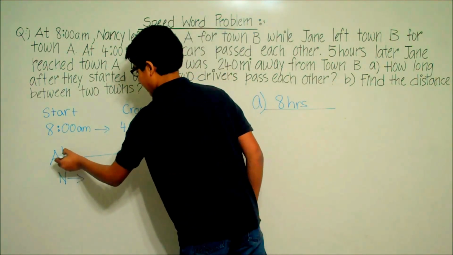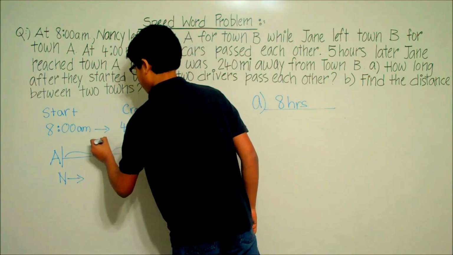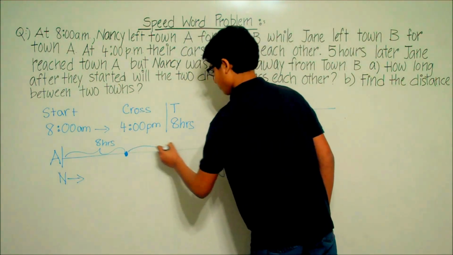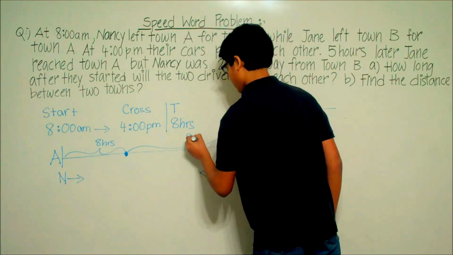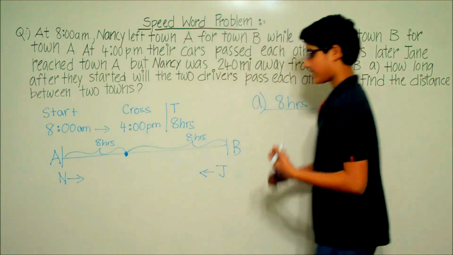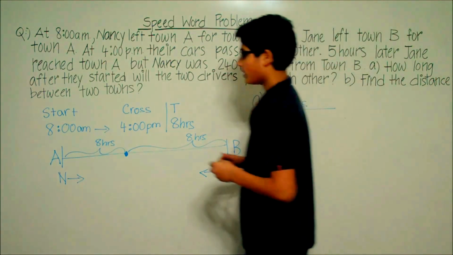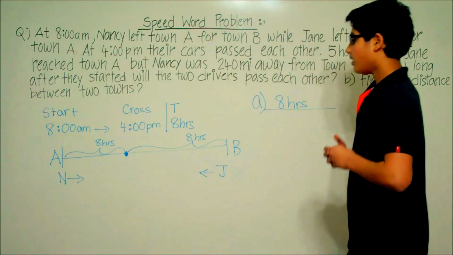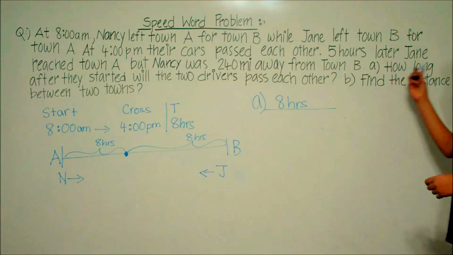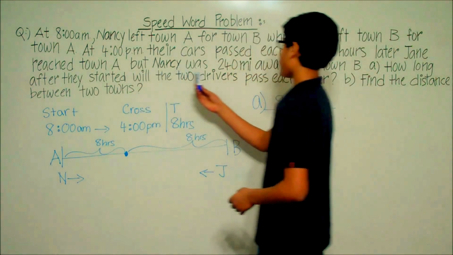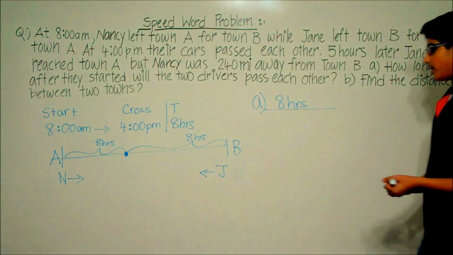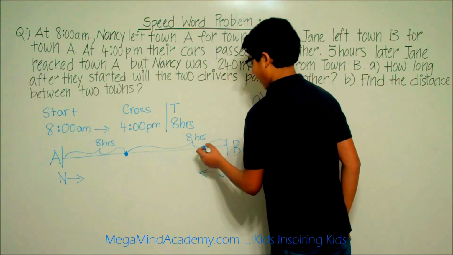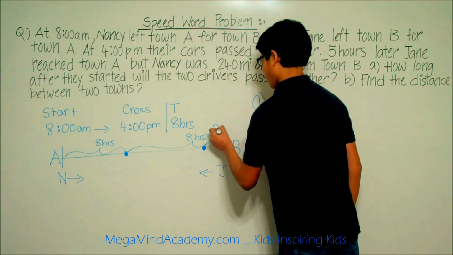So it took Nancy 8 hours to get to here, and it took Jane 8 hours to get to there. So that means that together it took them both in total 8 hours to get from town A to town B together. Now, we know that 5 hours later, Jane reached town A, but Nancy was 240 miles away from town B. So let's say Nancy was here after 5 hours. So this is 240 miles.